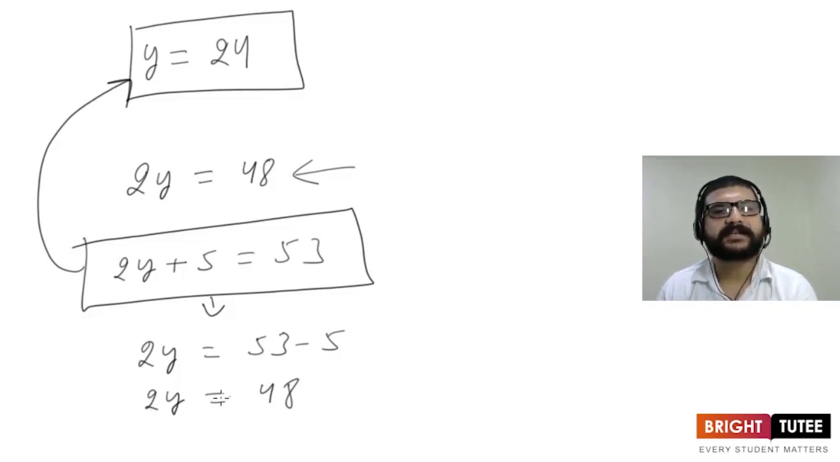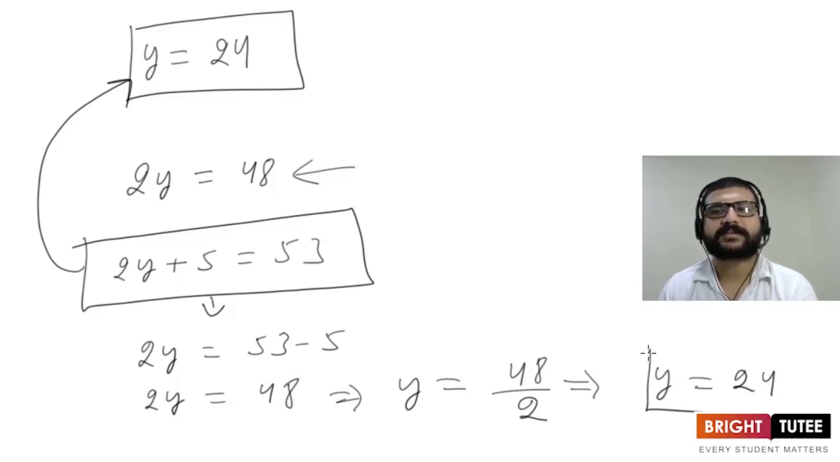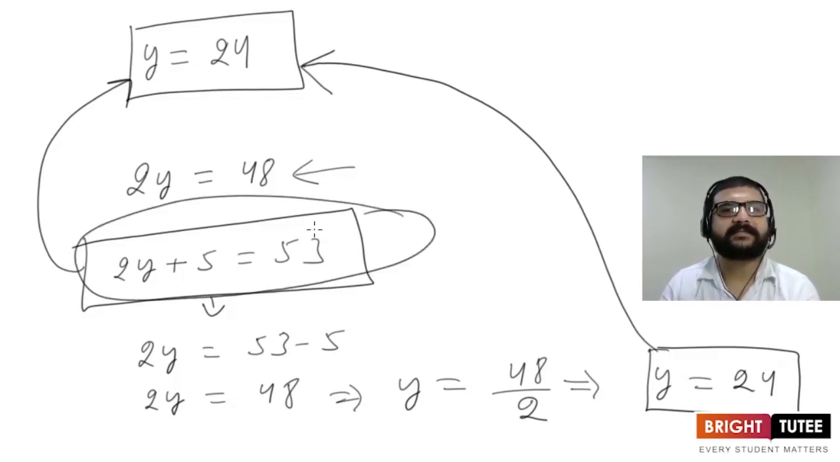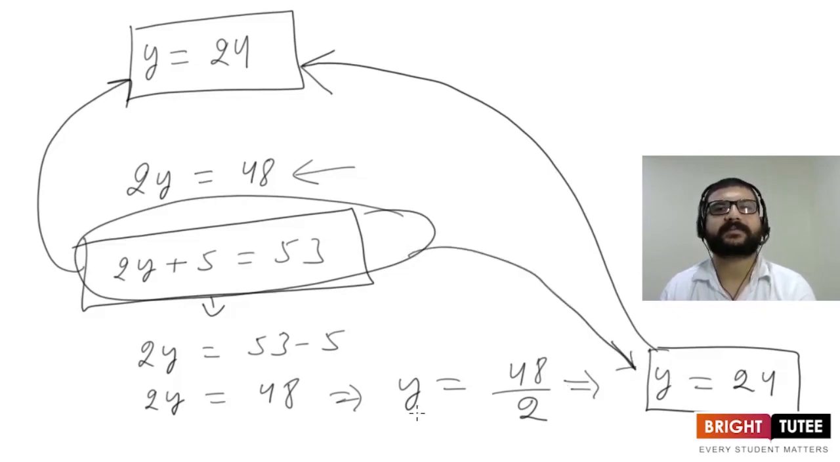Now what should we do? Let's divide both the sides with 2, or let's transpose this 2 here. Now this will give us y is equal to 48 divided by 2, because 2 was multiplied with the variable here. So while transposing, it will come in division. Now this gives us y is equal to 24. So we got the thing from where we started. We started from y is equal to 24. We formed one equation and then we solved that equation. We got the value as y is equal to 24.